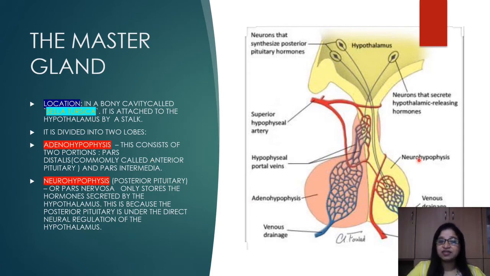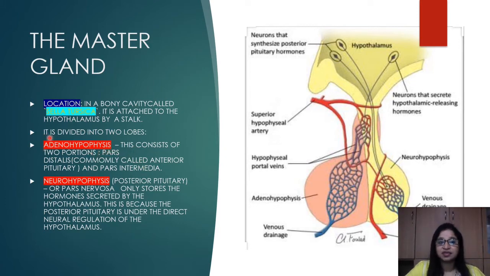The pituitary gland is divided into two lobes, the adenohypophysis, also called the anterior pituitary. This itself has two parts called the pars distalis, which we actually call the anterior pituitary, and pars intermedia. Now this pars intermedia in human beings is almost non-existent and it is almost fused to the anterior and the posterior lobes. And the second part is the neurohypophysis or the posterior pituitary. The other name for it is pars nervosa. So we have the pars distalis and pars intermedia, parts of the adenohypophysis or the anterior pituitary.